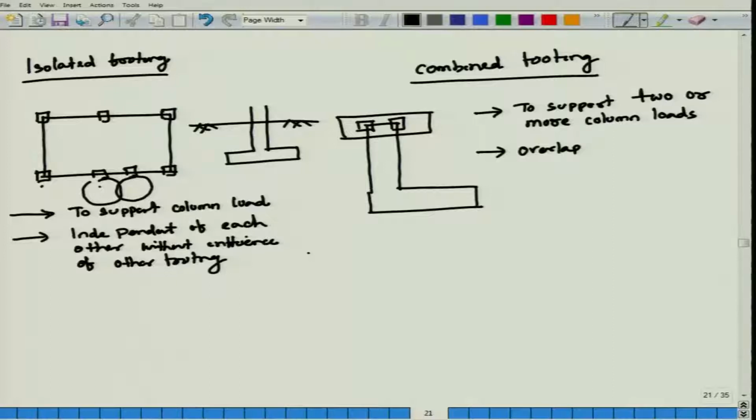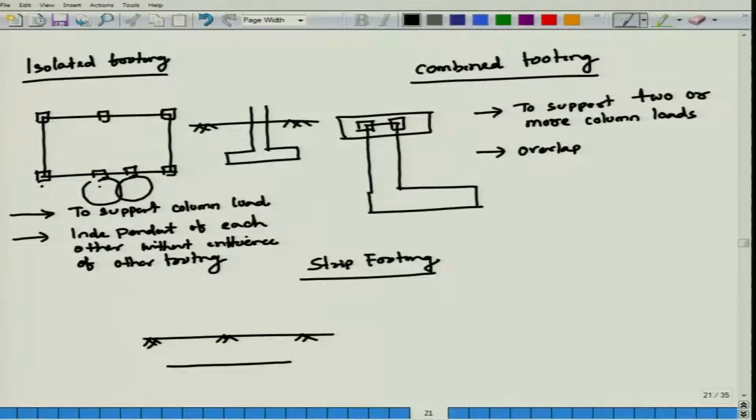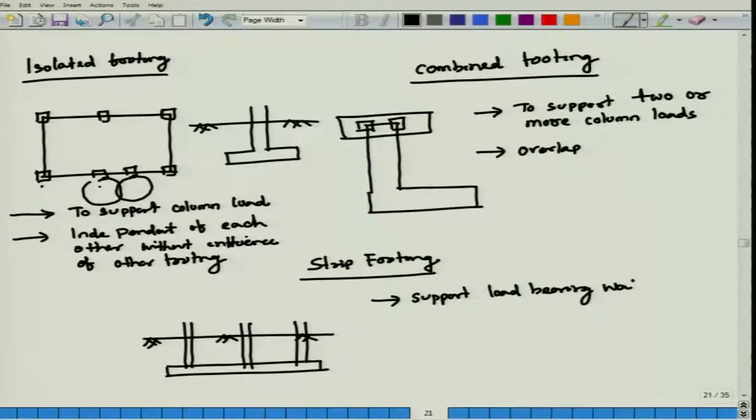Then the third one is your strip footing. Strip footing, if I draw it, this is my ground surface, and load bearing wall. Strip footing supports a load bearing wall, and is a long, narrow, continuous foundation. If I draw a strip footing in 3D view, how it looks.